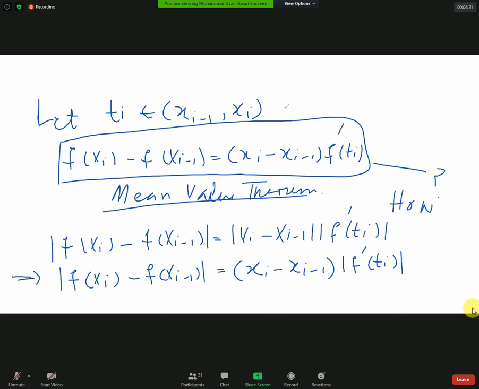ये बताइए मैंने मॉड कैसे हटा दिया? ये मॉड कैसे रिमूव हुआ? सर ये लेंथ है, लेंथ ऑलवेज पॉजिटिव होती है। जी बिल्कुल, as xi minus 1 is less than xi, that will be positive. So इस वजह से हमने ये रिमूव कर लिया। अब आप इस तरह का एक समेशन ले लें both sides.